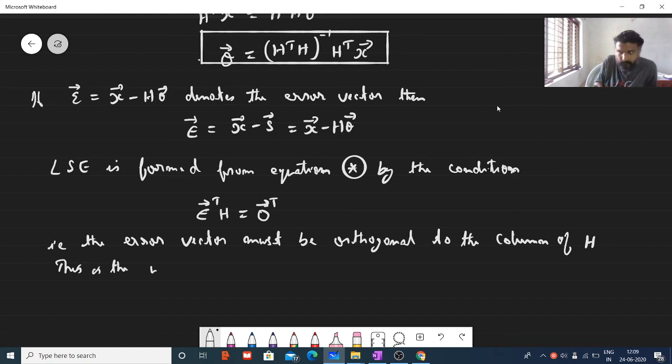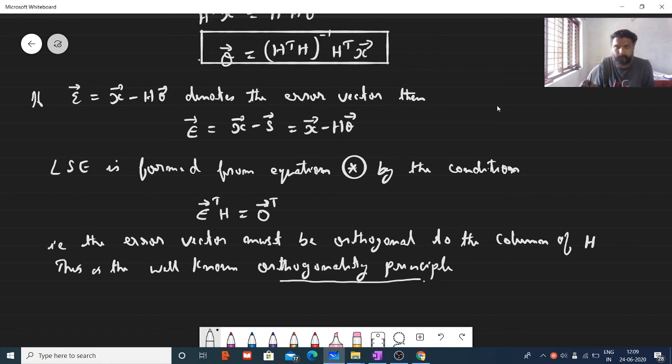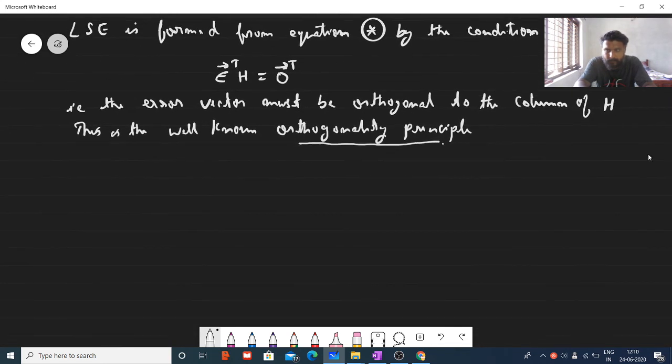This is the well-known orthogonality principle. Clear? This is something regarding the geometrical interpretation of a linear least square error. Just one more small topic. I will just see something regarding the minimum least square error.